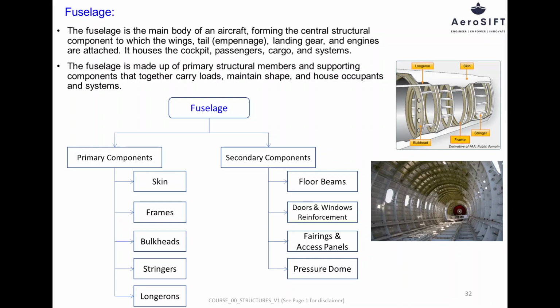The pressure dome, also known as the pressure bulkhead dome, is used in pressurized aircraft to seal the cabin ends. It resists high internal cabin pressure and prevents air leakage. The dome shape helps distribute pressure loads efficiently, reducing stress concentration and improving fatigue life.